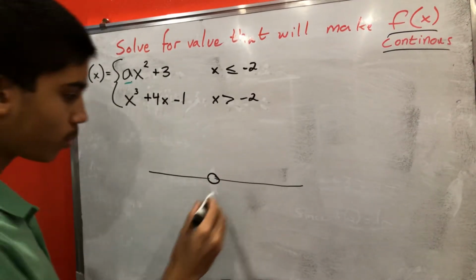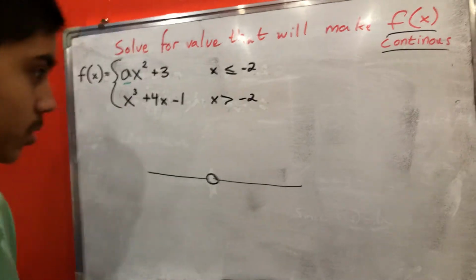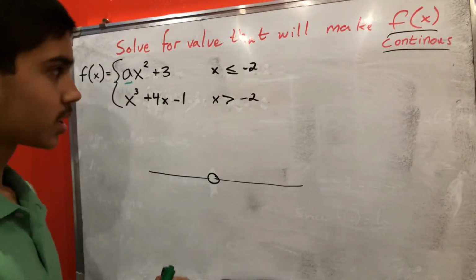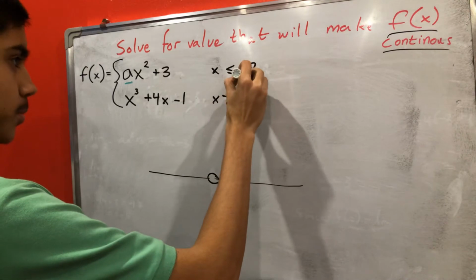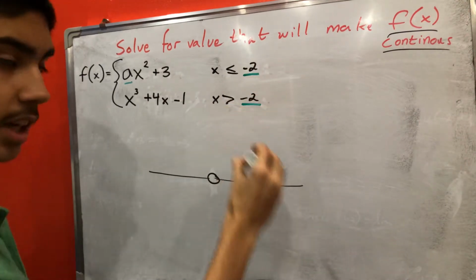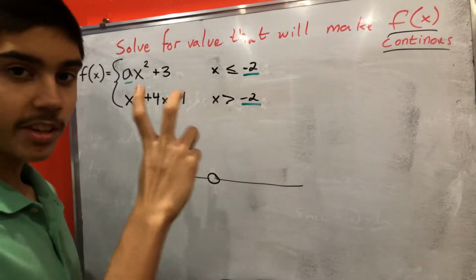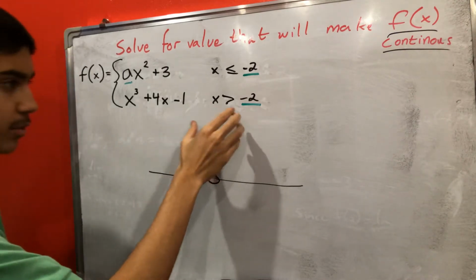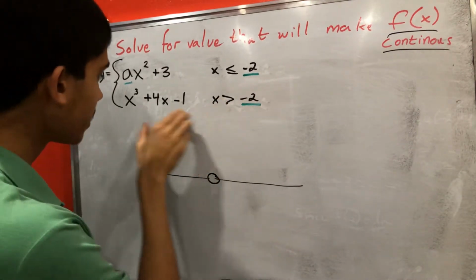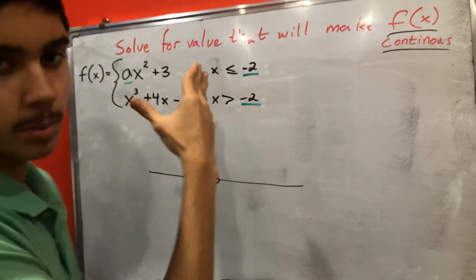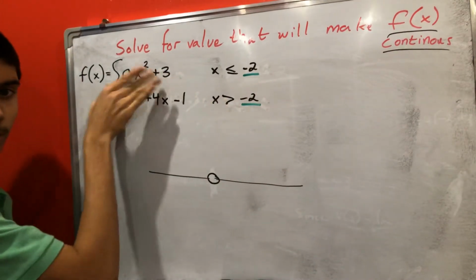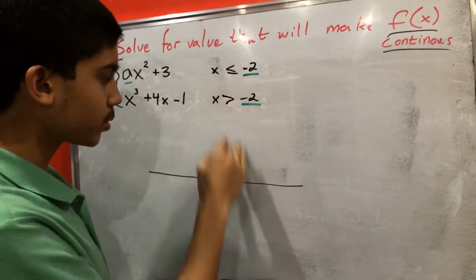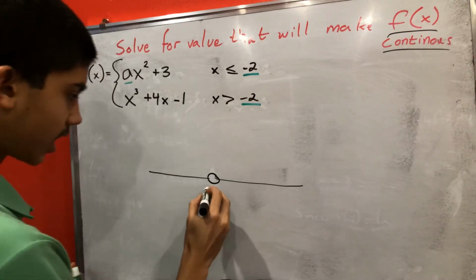And so the question is, what value do we choose? We're going to choose the value of -2, because -2 is the value of difference, right? If you're a little bit less than -2, then you get a different output. If you're a little bit more than -2, then you get a different output.